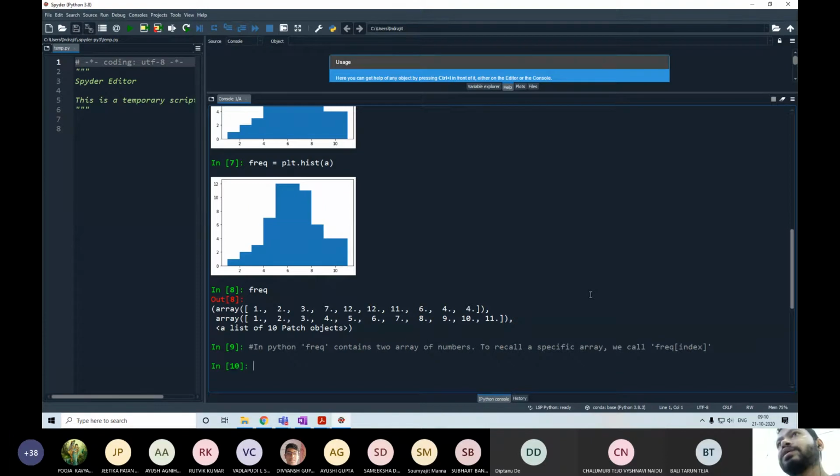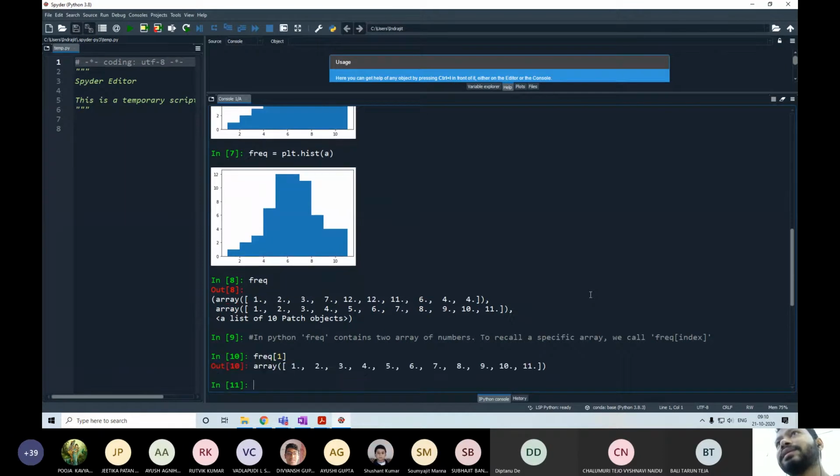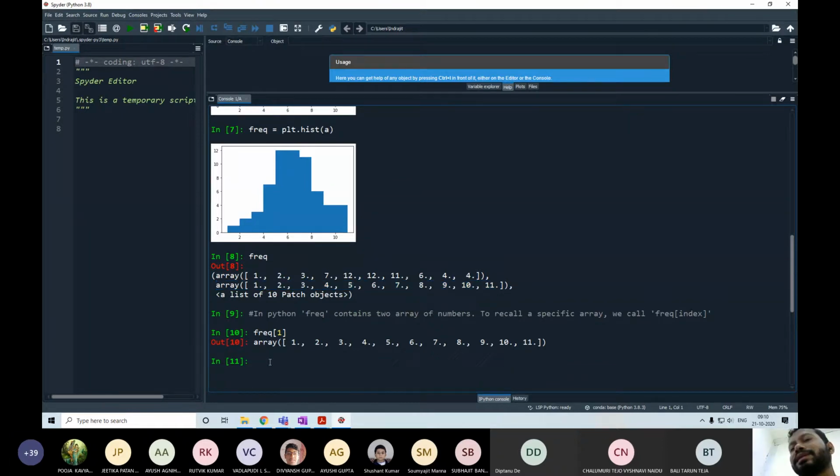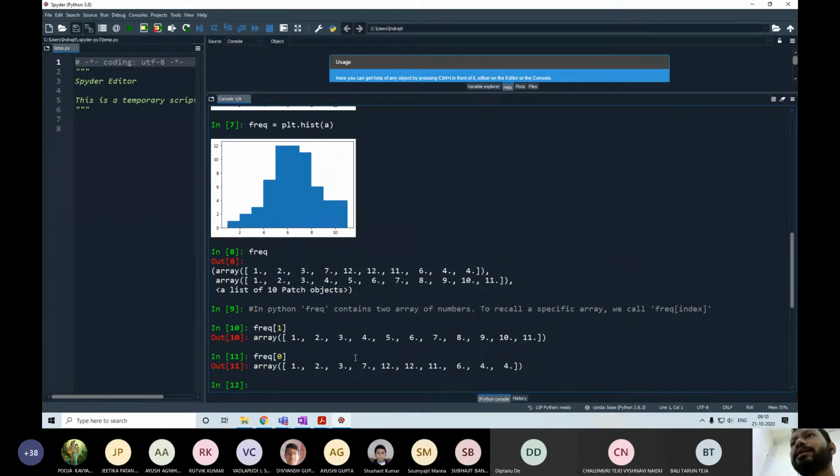For example, if I write frequency 1, it is giving me, if you notice very carefully, the second array. So frequency 1 gives me the second array, and if I write frequency 2, it will give me an error. Actually, frequency 0 gives me the first array. This is because the indexing by default starts from 0.